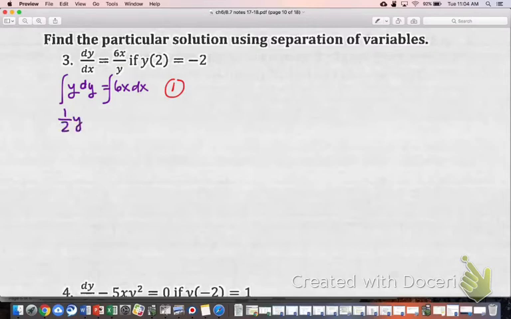1/2 y squared. And on the right side, antiderivative of 6x? 3x squared. I'm not going to write the plus c yet. So it needs to be there. It really does. But I'm going to say at this point right here, I did my antiderivatives correctly. I'd say that'd be point number 2.